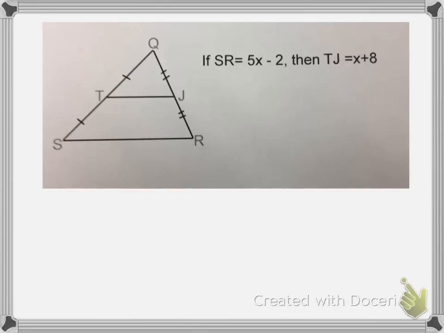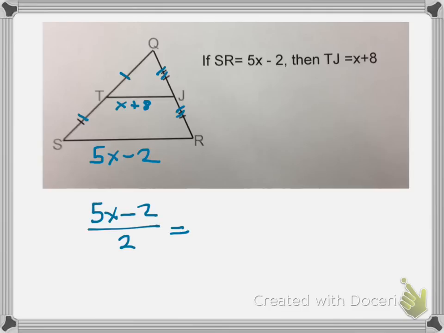Okay, same thing. We know we've got congruent segments here, so we know it's a midsegment. It says that SR is 5x minus 2, and TJ is x plus 8. So we know that half of SR is equal to TJ. So we could say 5x minus 2 divided by 2 is equal to x plus 8. When I get here, I like to just put it over 1, and I treat it like a proportion. So I'm going to do my cross products.